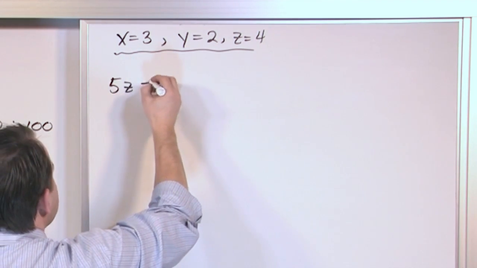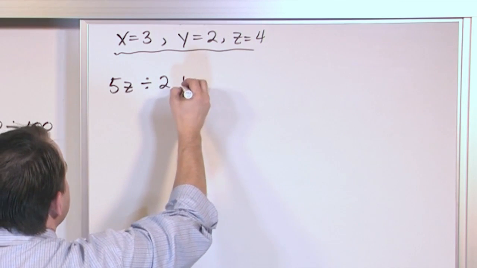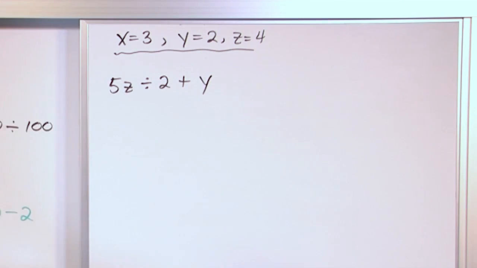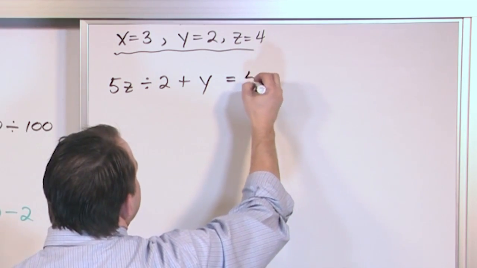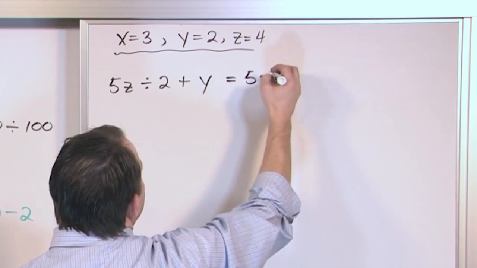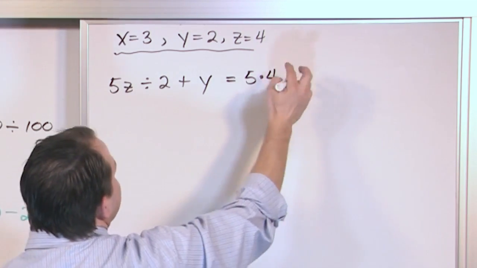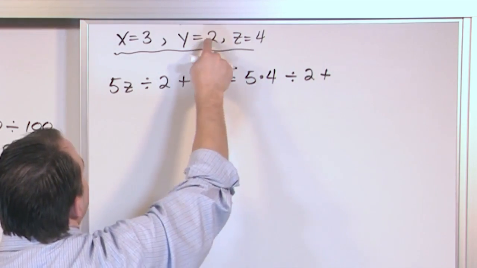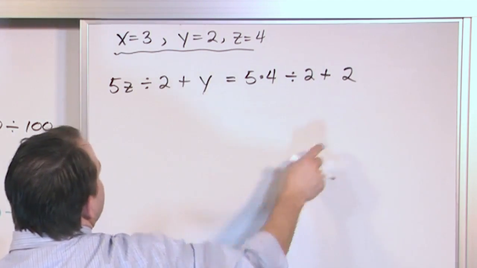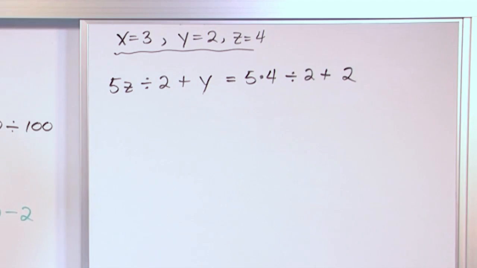5z divided by 2 plus y. So the first thing you do is plug in what you know. 5 times z would be 5 times z, which is 4, divided by 2 plus y, which is 2. So we've converted everything over to numbers, and now we go through our order of operations.